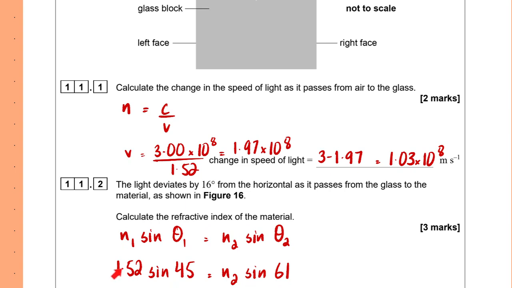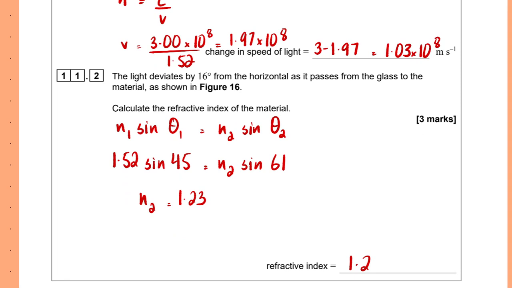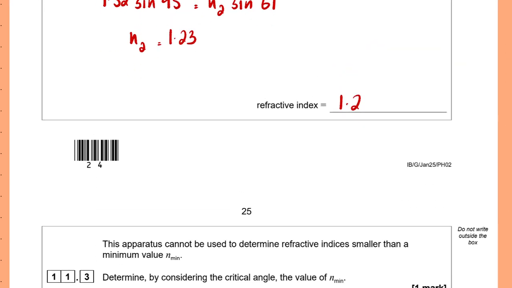So 1.52 sine 45, so the refractive index multiplied by the sine of the angle in that medium, equals n2 sine 61, and then I just calculate this as n2, which is 1.23, or 1.2 to 2 SF. Next, the apparatus cannot be used to determine refractive indices smaller than a minimum value n min. By considering the critical angle, find the value of n min.